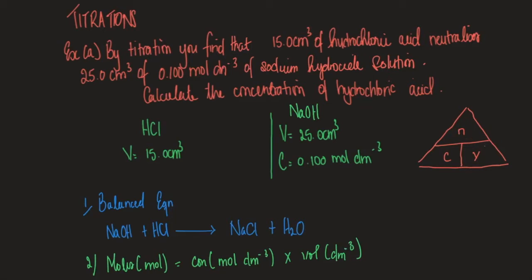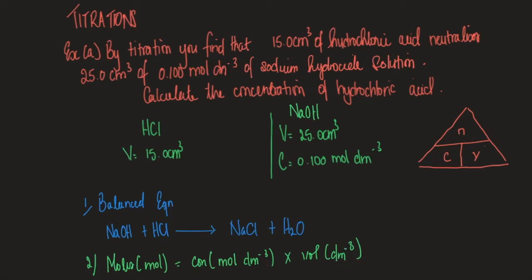You simply place your finger on the N, which is number of moles, and you'll be left with concentration and volume. And since they're separated by a vertical line, which means that in order to get moles, you must multiply the concentration by the volume. And we've written the equation here. Moles, and the unit is mole, is equal to concentration, mole per cubic decimeter, by volume, which is in cubic decimeter.